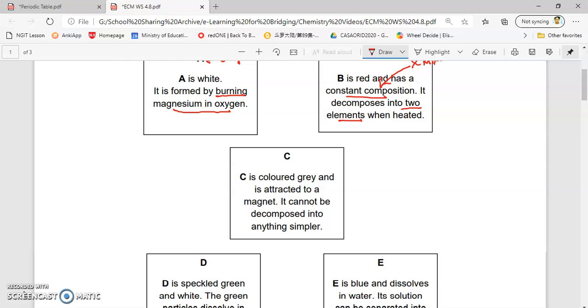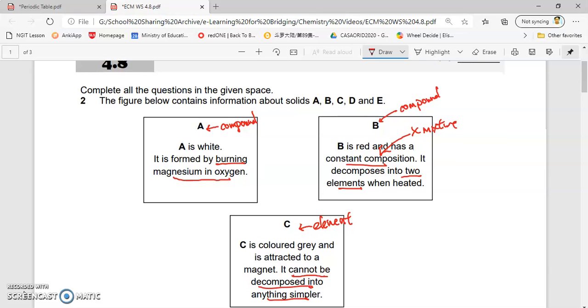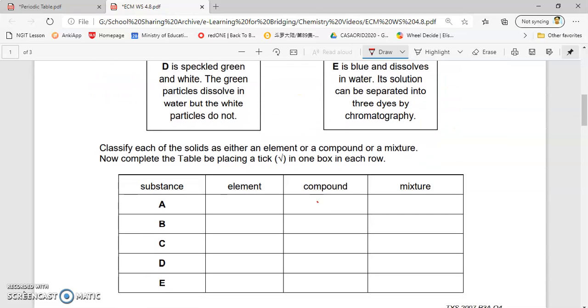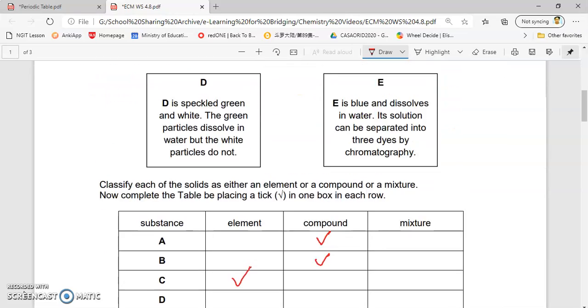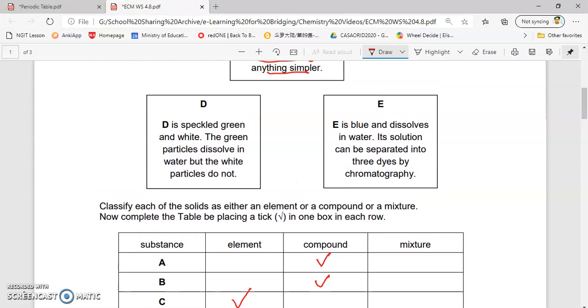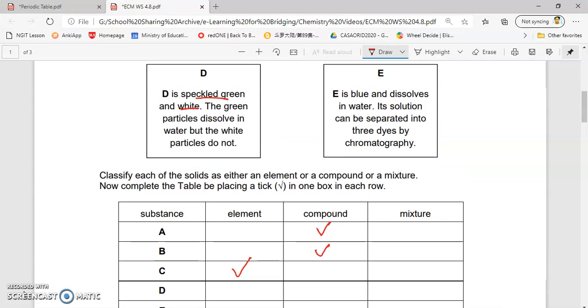Next one, C, colored gray, attracted to a magnet, cannot be decomposed into anything simpler. Once you see this phrase, you know that C is an element. So let's take over here: compound, compound, element. Next one, D is speckled green and white. You can see here different physical properties. The green particles dissolve in water, but the white particles do not. So you can see different physical properties of the substances within D. Because of the different physical properties, we know that D must be a mixture.